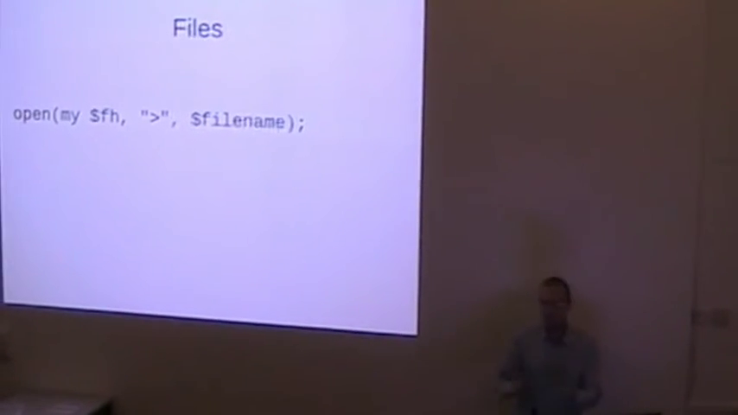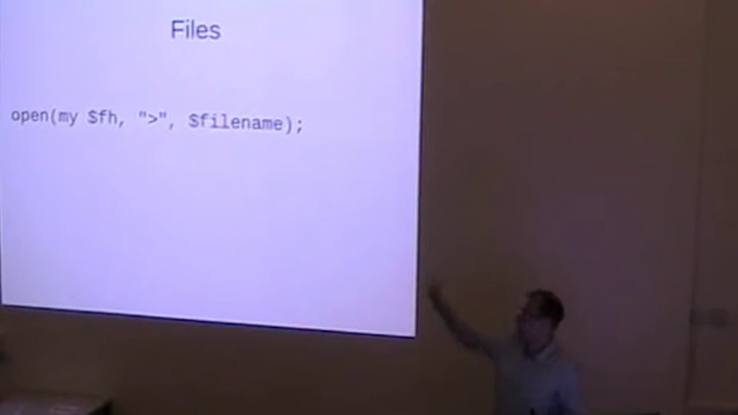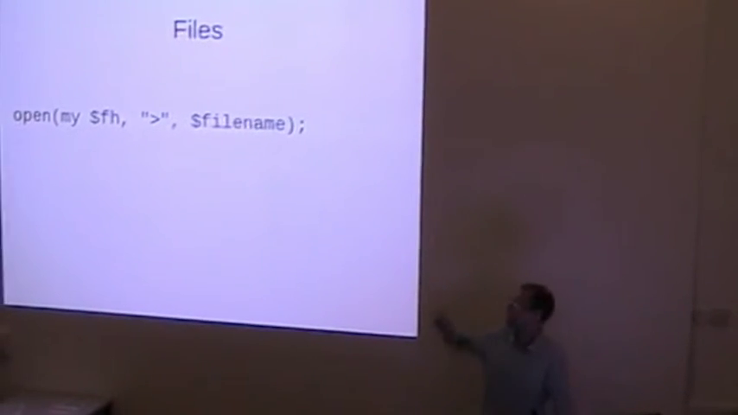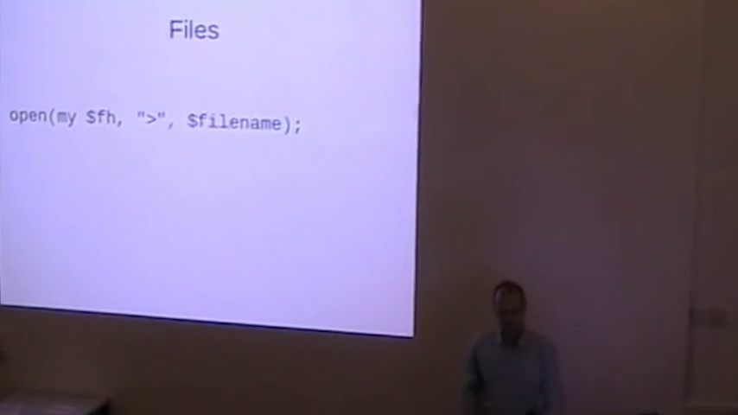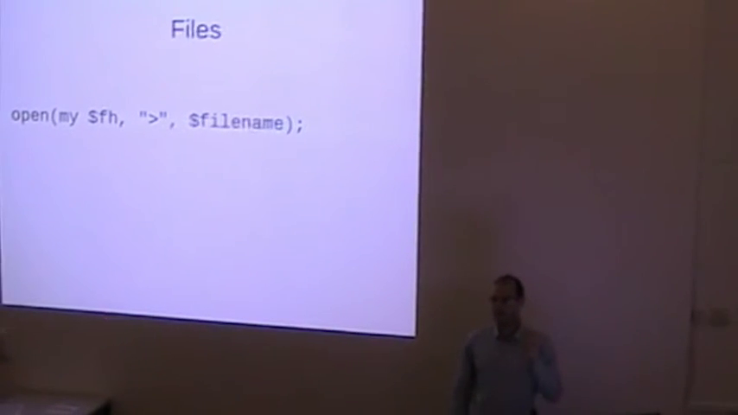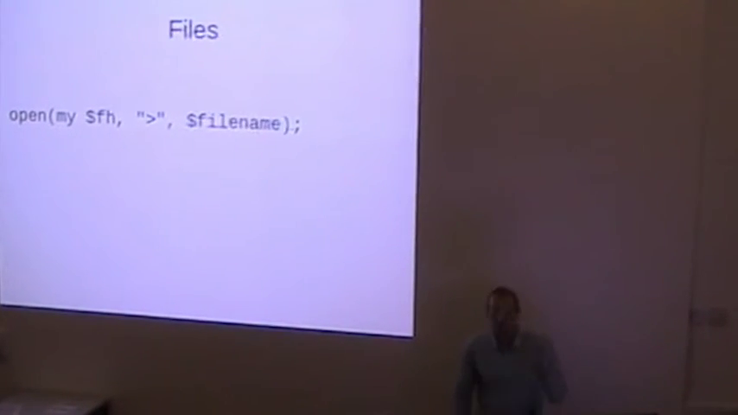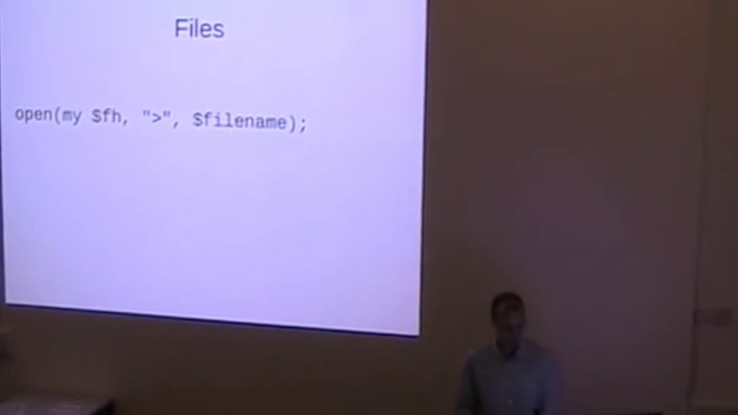Here it is. So what we're doing now is we're separating out the greater than, which tells us we're writing to a file, from the file name. So we've broken those two pieces apart. This not only makes the code easier to read, it avoids a whole load of security problems.